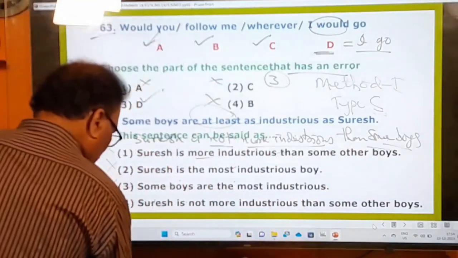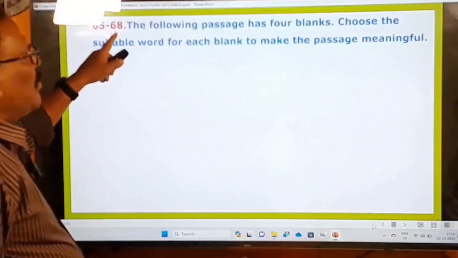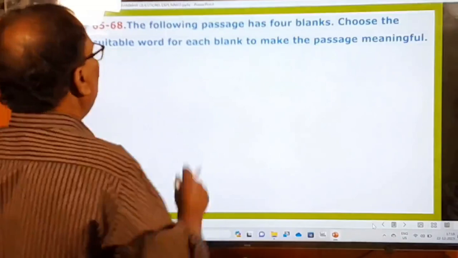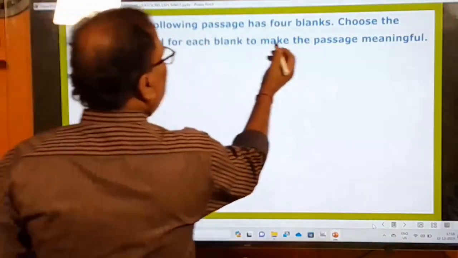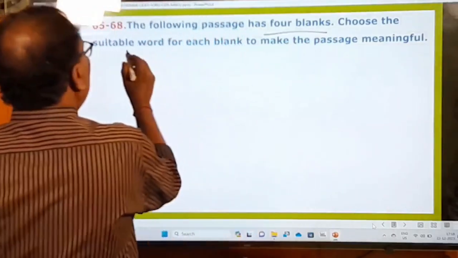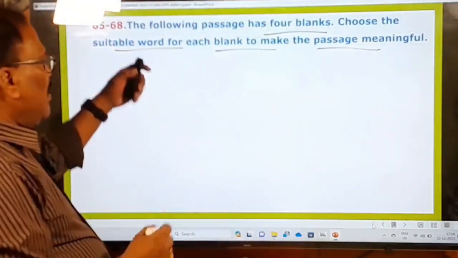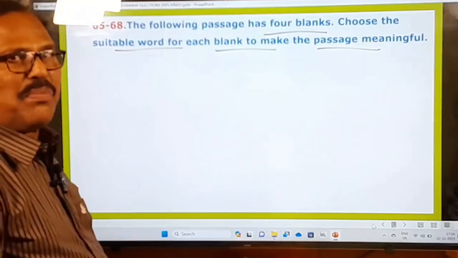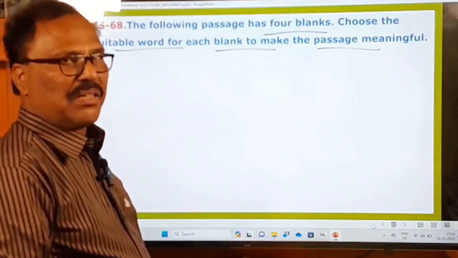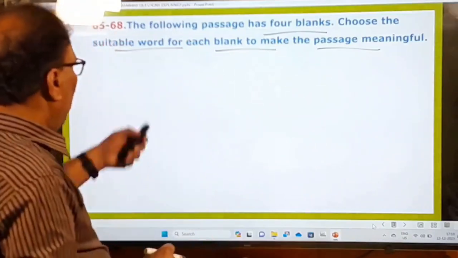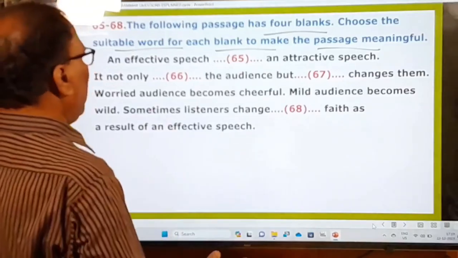Now let's move on to the next questions. 65th to 68th questions. Four questions are given. They depend on the given passage. The following passage has four blanks. Choose the suitable word for each blank to make the passage meaningful. Okay, some passage is given. In that passage four blanks are given. You have to read the passage and fill in those four blanks meaningfully, right? And let me read the passage for you, and let us fill in the blanks afterwards.